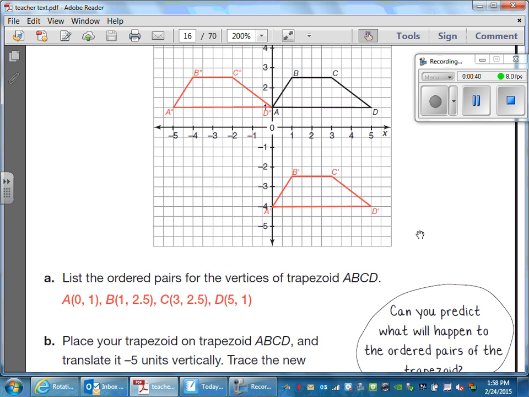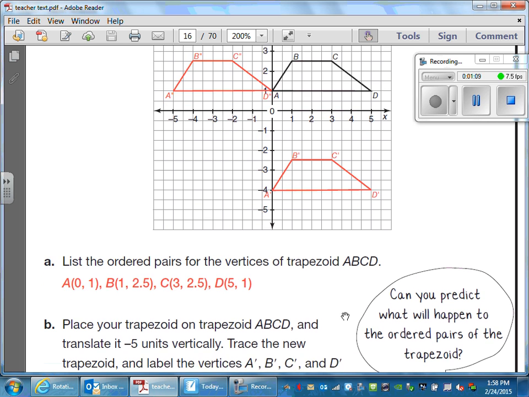B says place your trapezoid here, so you're at this one, and now vertically go down, or go -5 vertically. It doesn't say go down, but vertically means up and down, and negative means down. So if we go 1, and remember they're counting by halves, 2, 3, 4, 5. Our D prime, or our D1, will go here. Then we do the same thing for C, B, and A.